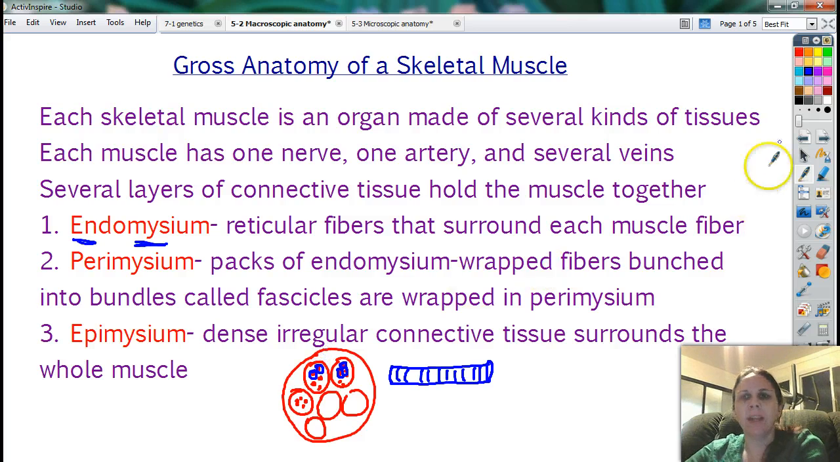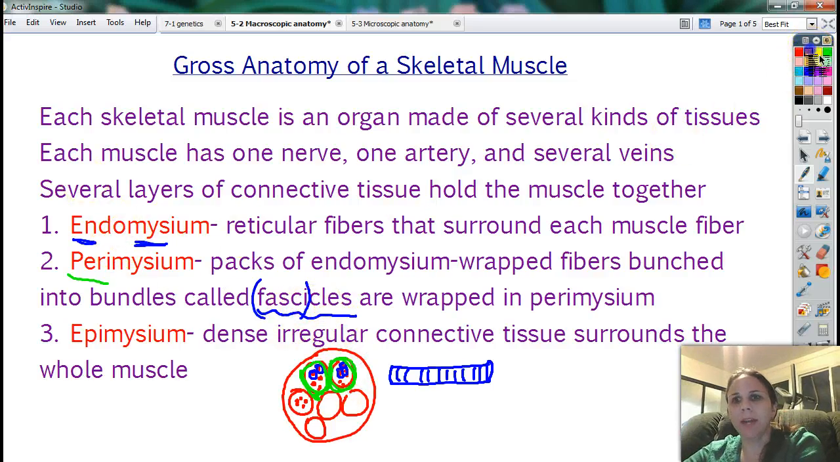And then we have the perimysium. Peri means around, and the perimysium is going to be what surrounds each bundle. The bundles are called fascicles because, if you remember, the root word fasci means bundle. And so the fascicles are going to be wrapped around with perimysium.